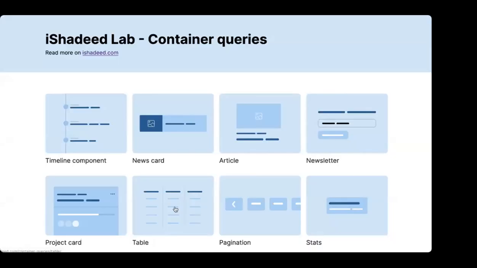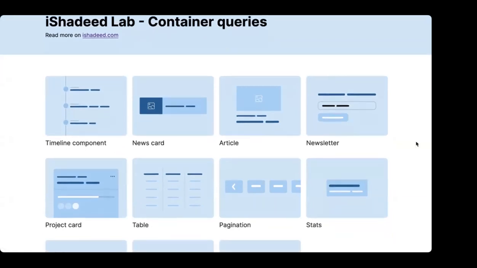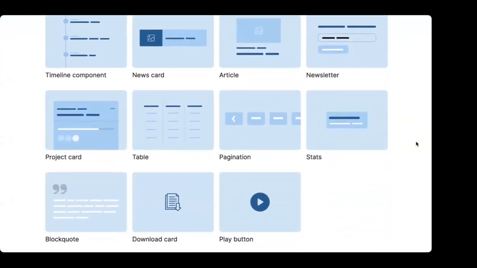So if you're not able to really imagine how powerful this is or where all it can be used and use cases like that, there is this amazing website called ishadid.com. It's a lab of Ahmad Shadid. Now, he has collected a lot of real world applications for container queries, and he has created examples. So like you can see there's a timeline component, news card, article, and so on. I would really encourage you to go through this list and see how useful this new feature is.